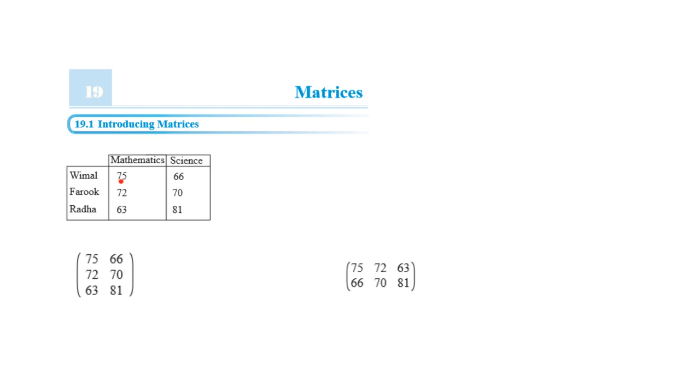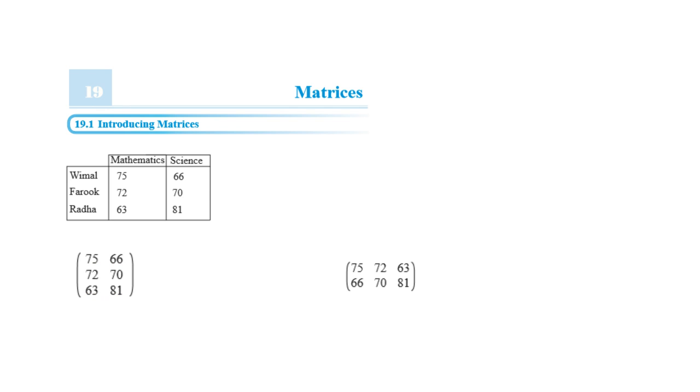Vimal got 75 and 66 for maths and science. Farooq got 72 and 70 for maths and science. Radha got 63 and 81 for maths and science. Suppose you are asked to write this information in matrix form, we can write it within a long bracket: 75, 66, 72, 70, 63, 81.